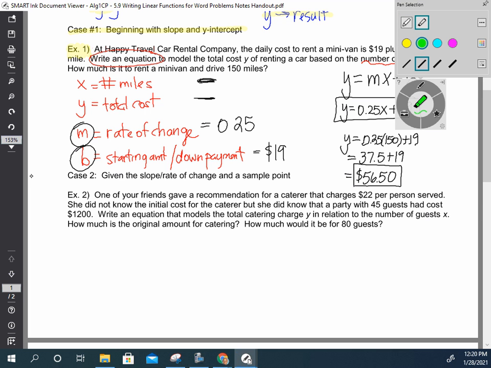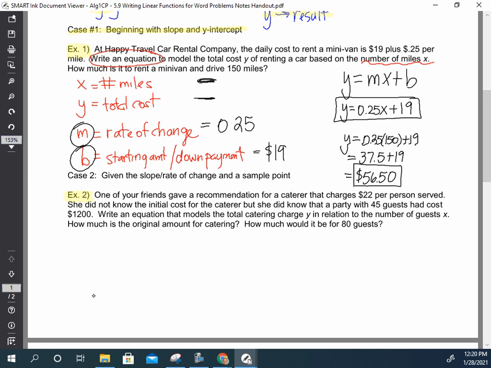All right. Let's do example 2, and then we'll finish the rest on Monday. One of your friends gave a recommendation for a caterer that charges $22 per person served. She did not know the initial cost for the caterer, but she did know that a party of 45 guests had cost $1,200. Write an equation that models the total catering charge Y in relation to the number of guests X. How much is the original amount for catering? How much would it be for 80 guests?